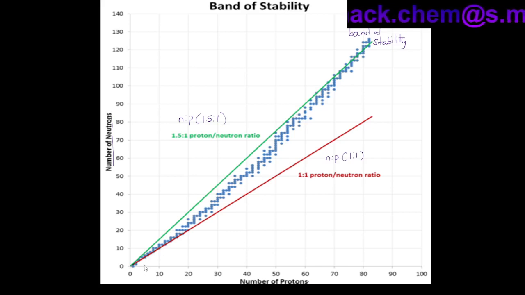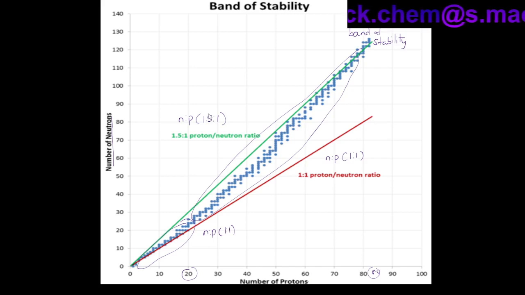We're going to look at our band of stability up to atomic number 20, which is here. We see that these stable isotopes have a 1-to-1 neutron to proton ratio. And for isotopes between atomic number 20 to 84, we see that the neutron to proton ratio deviates from 1-to-1 and approaches 1.5 to 1. That is why we say these stable isotopes have a ratio between 1 to 1.5 neutrons to protons. So they are stable isotopes.